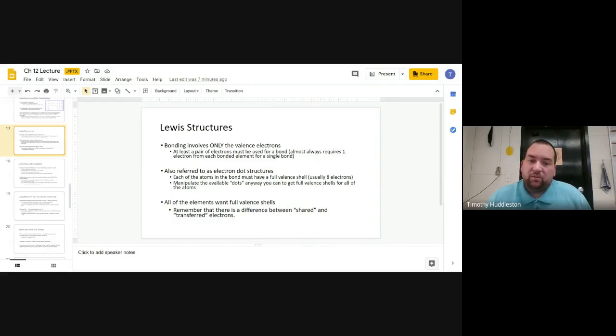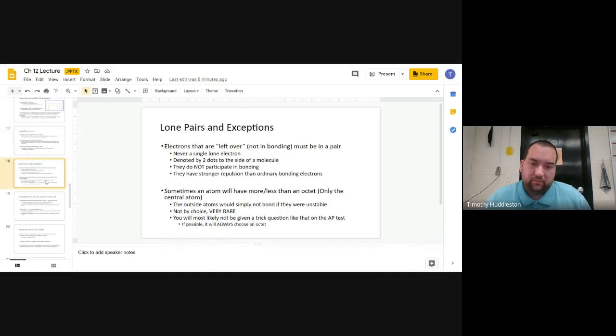What we're going to do is manipulate the available dots any way you can to get full valence shells for all of the atoms. All of the elements on the periodic table want full valence shells. Just remember that there's a difference between shared and transferred electrons. This is also important. Electrons that are left over or not in bonding must be in a pair.